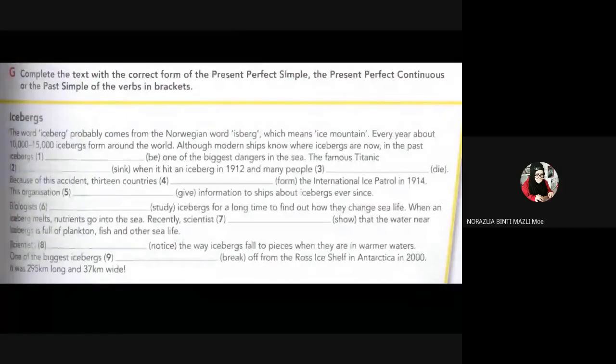Was. Faham tak dia cakap ni? Faham kan? So dia be kan, is, am, are, was, were je. So was, is that your answer? Yes. Sure. Was untuk singular subject, ingat.